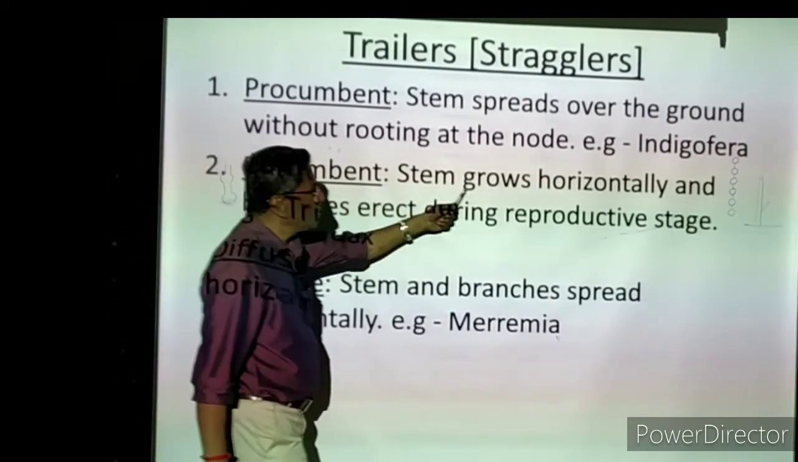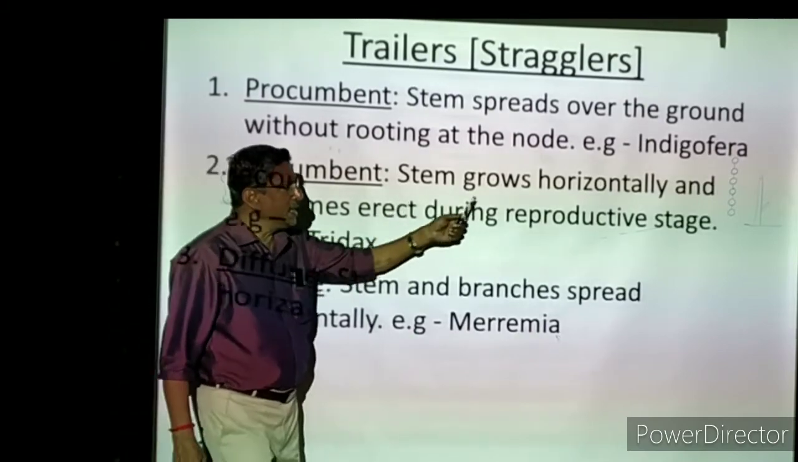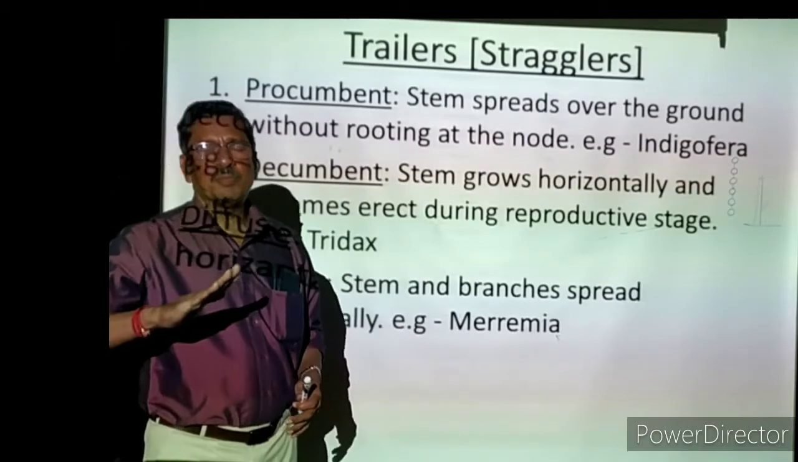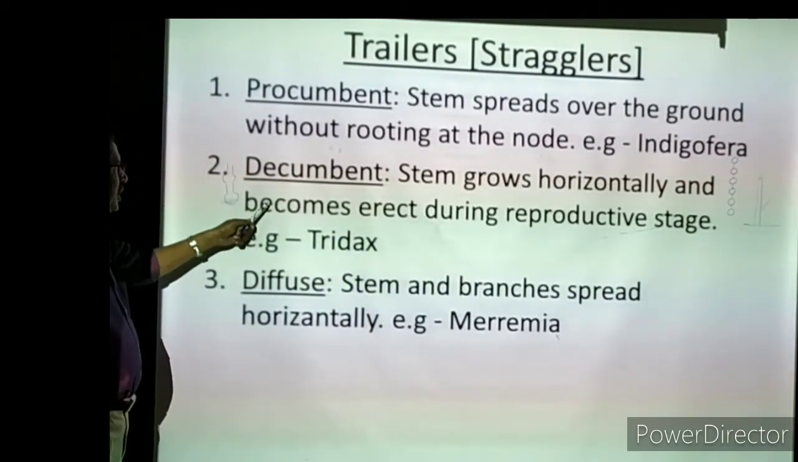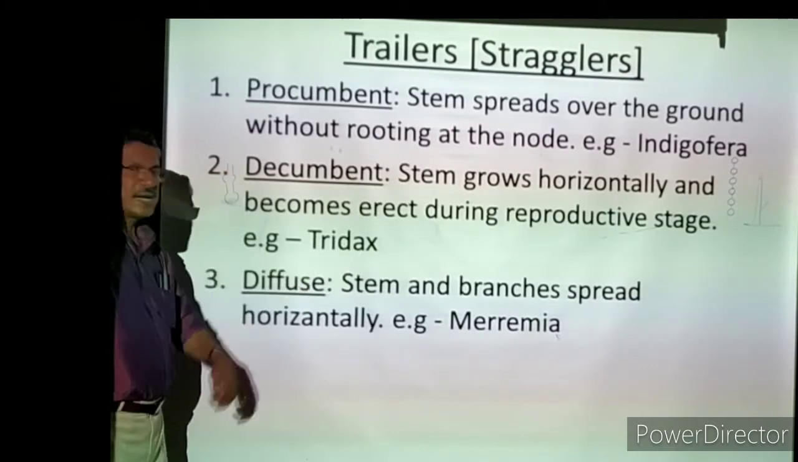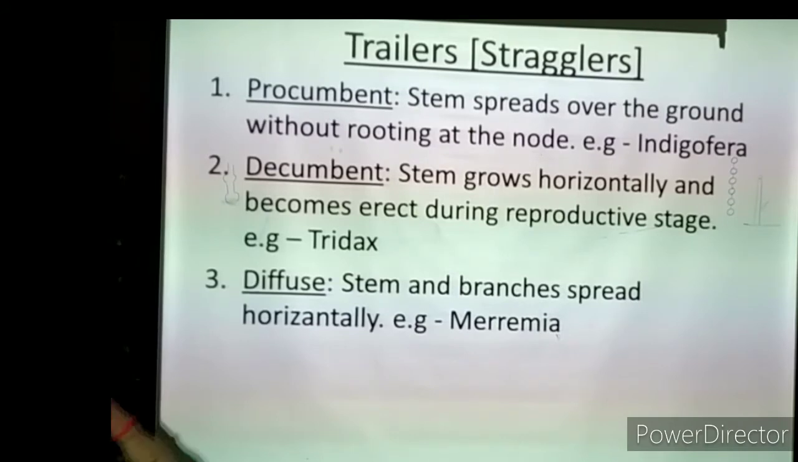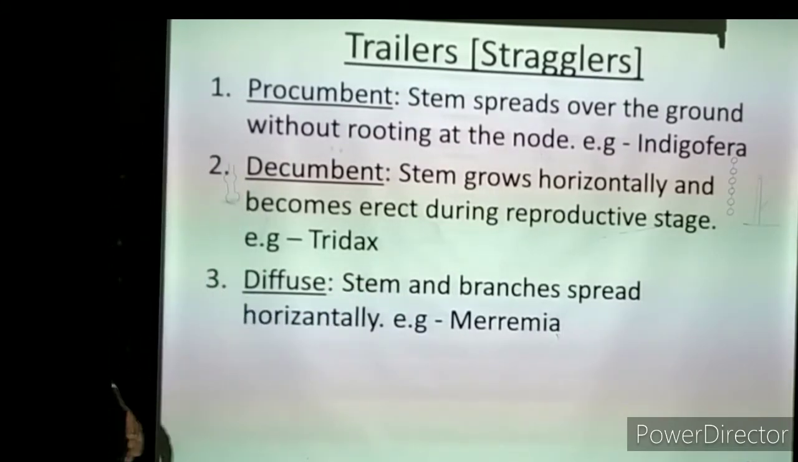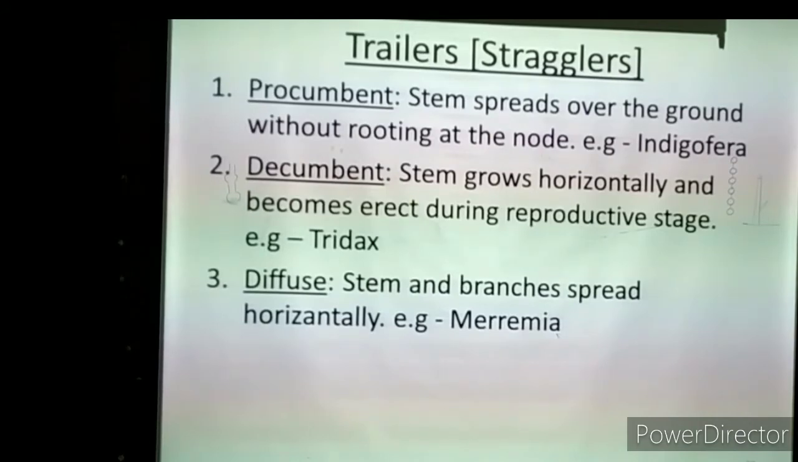Next one is decumbent. Here also the stem grows horizontally on the ground and becomes erect during the reproductive stage. What is the reproductive stage? Production of flowers. Once the flower is produced, the flower is standing erect. That is called decumbent. Example, Tridax. The next one is diffuse. I already told you, stem and branches are spread horizontally everywhere. Wherever the space is available, they are growing. Example for this is Merremia. So, they are called trailers.